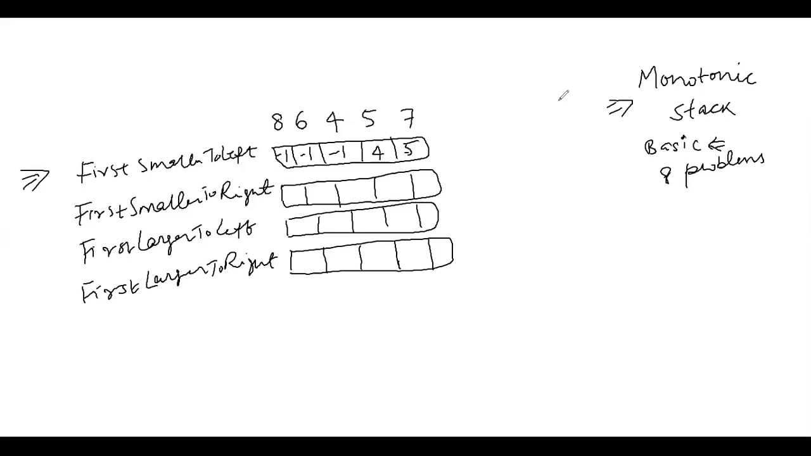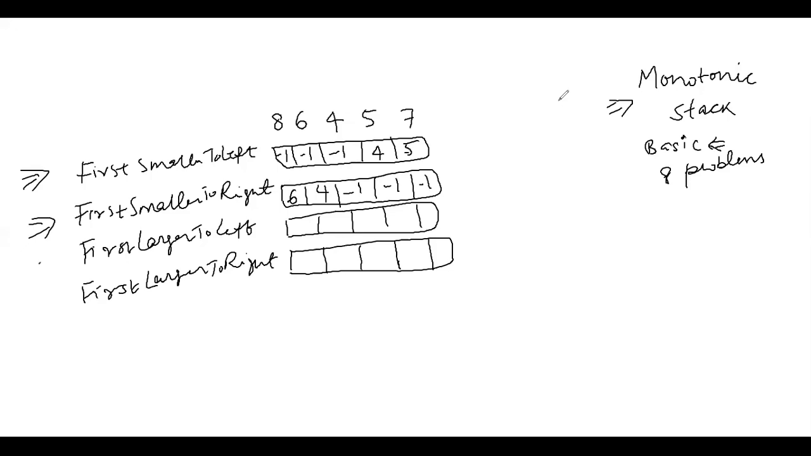Okay, so that's clear. Now we will do the same thing for first smaller to right. So let's fill this value. First smaller towards your right. For 8, who is the first smaller towards its right? 6. For 6, it will be 4. For 4, it will be what? -1. For 5? Same, -1.